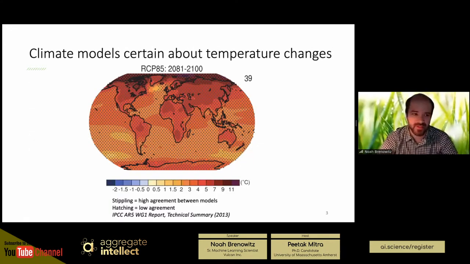But nonetheless, climate models are typically quite certain about future changes in temperature. So this is showing the predicted trend over the next 100 years in a business as usual emissions scenario. And the stippling here, the dots, show regions where the climate models on the whole agree with each other. There's about 30 models going into this figure. And so basically you can see for temperature, they agree that the temperature will increase on every spot on the globe.